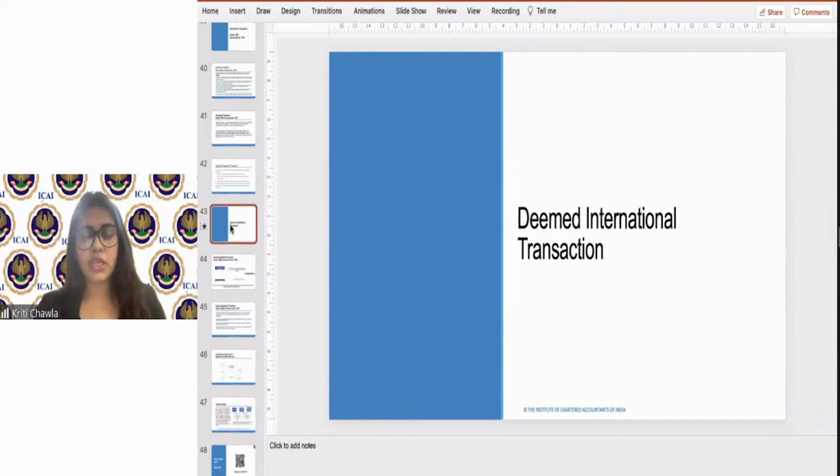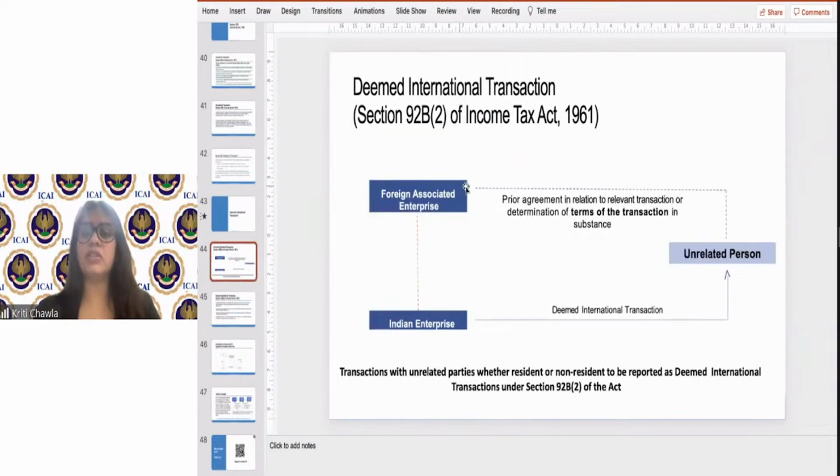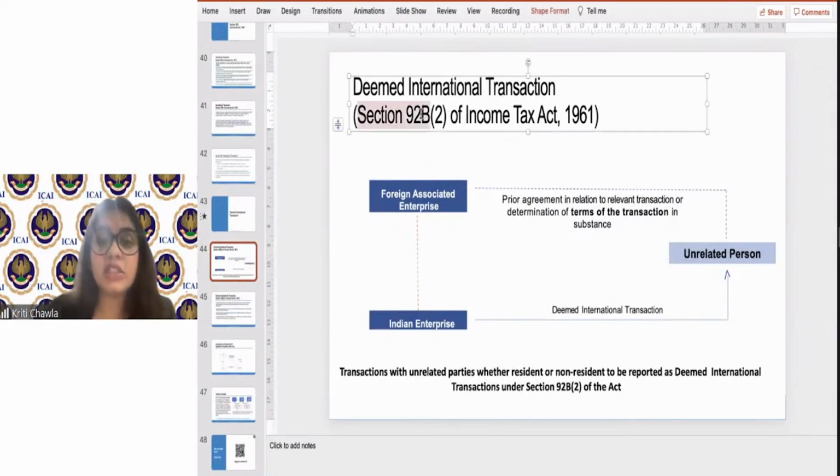Okay, let's go to the next topic, which is a very interesting topic called deemed international transaction. Now you have to be a little more attentive because it is a slightly technical concept. Let's take this example to understand deemed international transaction. This is provided in section 92B(2) of the Income Tax Act.